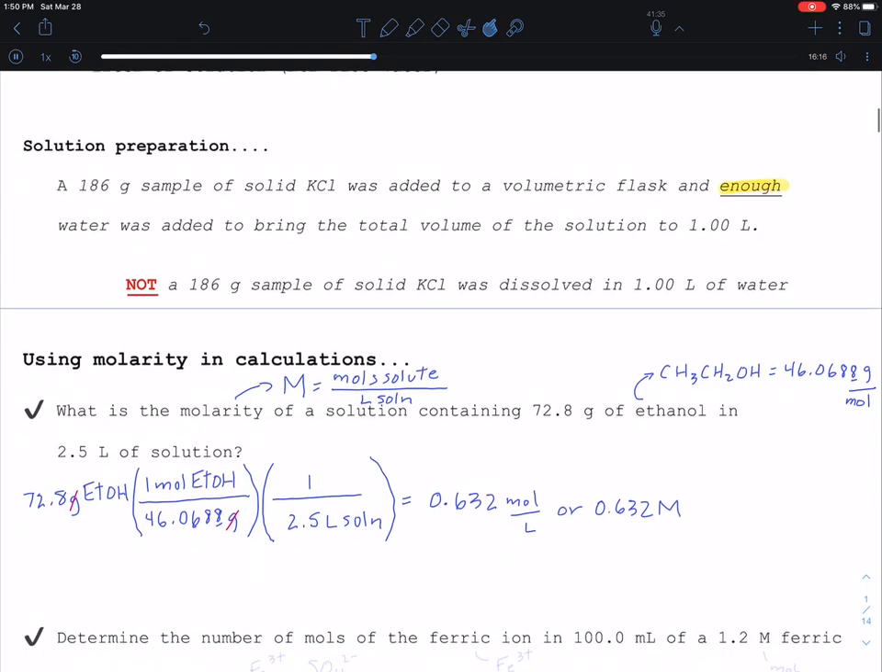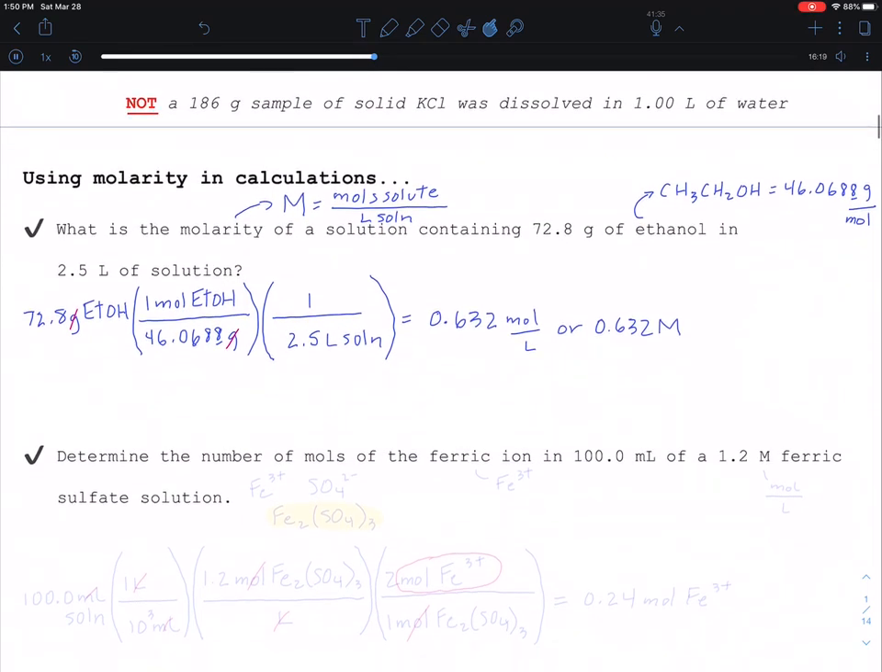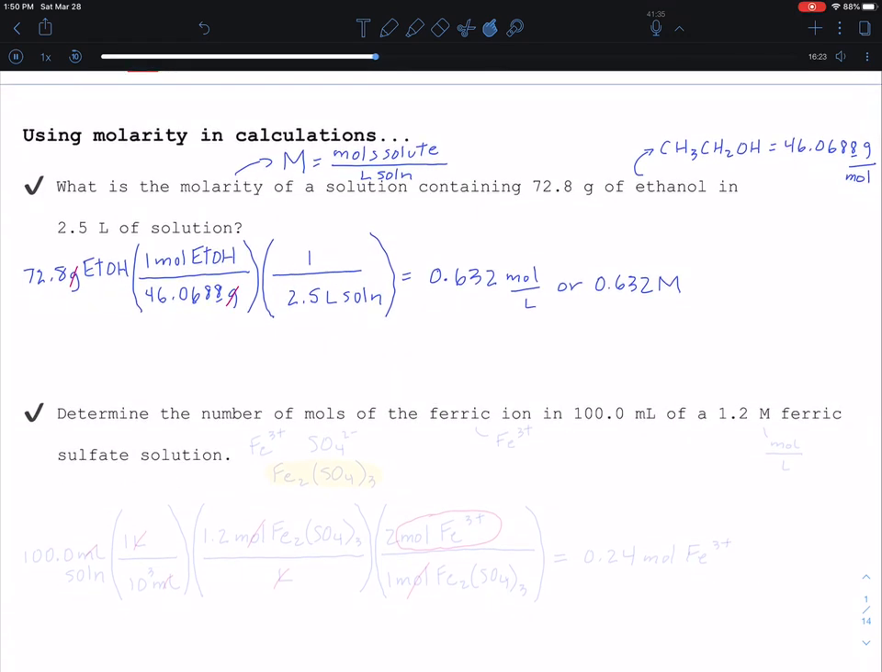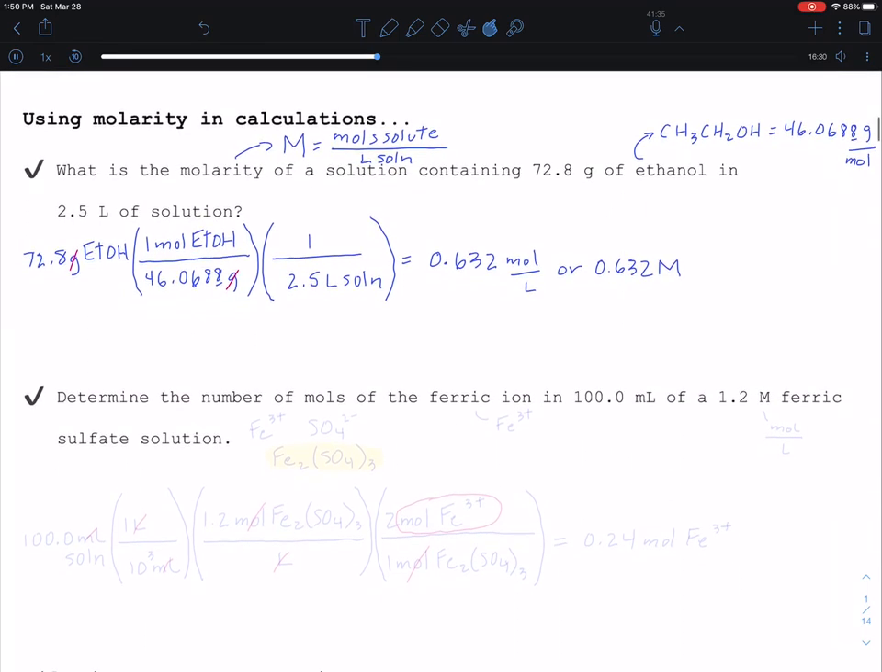So let's try a different type of calculation here. This next one wants you to determine the number of moles of the ferric ion in 100.0 milliliters of a 1.2 molar ferric sulfate solution. So here's the deal. The first thing you're going to want to do is convert this unit here, this big capital M, into moles per liter. So you might want to just rewrite that for yourself.